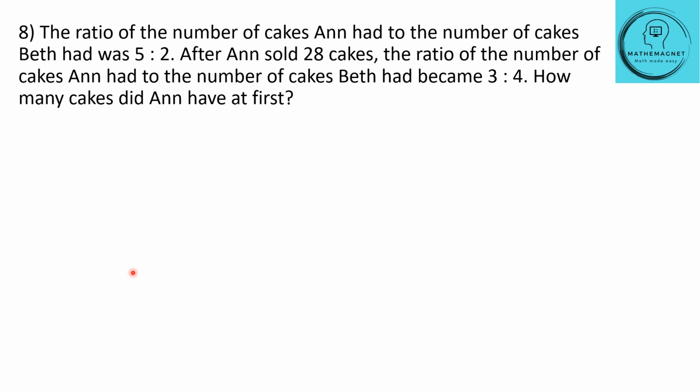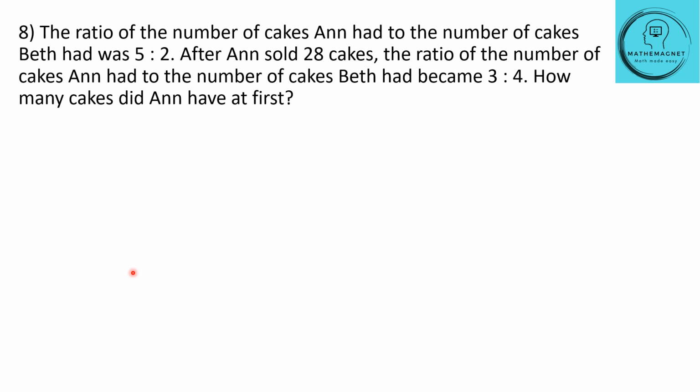Let's look at the next question. Question number 8. The ratio of the number of cakes Anne had to the number of cakes Beth had was 5 is to 2. After Anne sold 28 cakes, the ratio of the number of cakes Anne had to the number of cakes Beth had became 3 is to 4. How many cakes did Anne have at first?